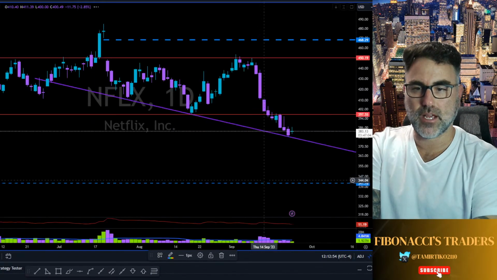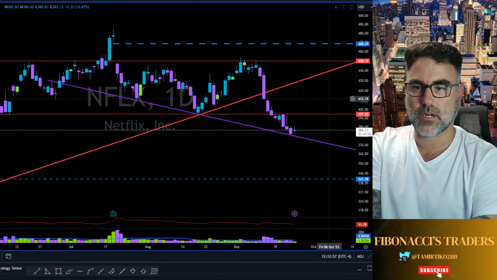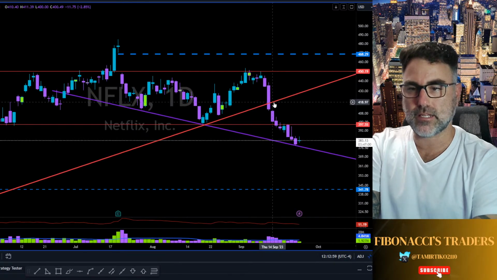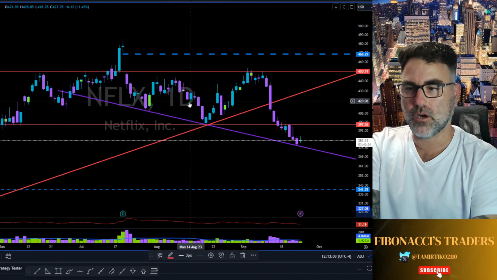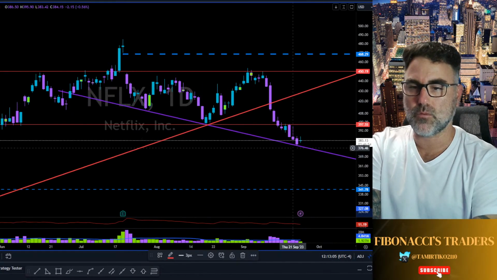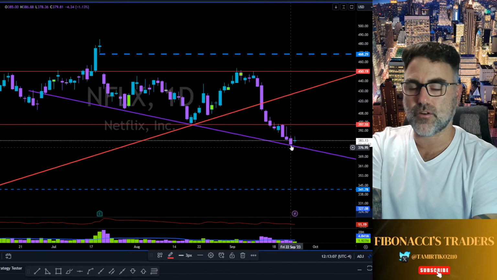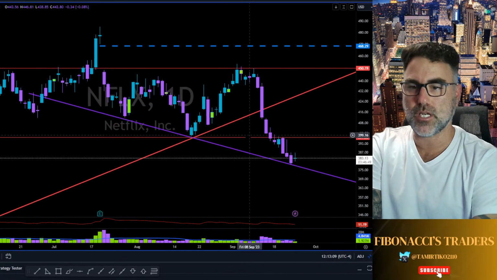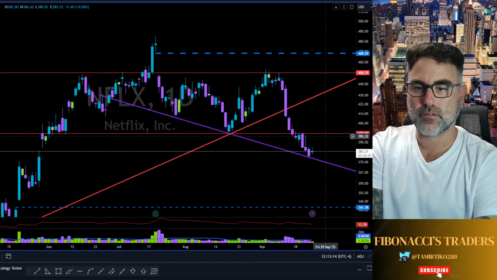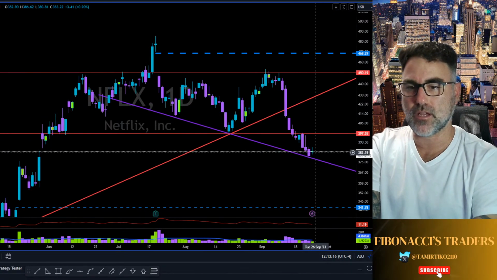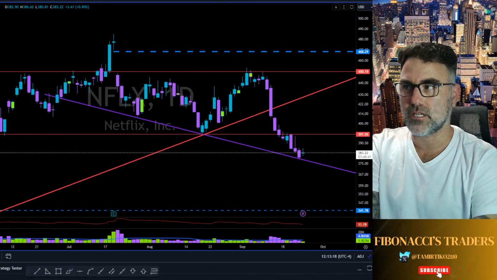What else do we have? Netflix. Also not surprising, we said that once Netflix breaks below this red trend line, it will go towards this purple trend line, and here we are. Bounced off Friday, now today with the doji. Let's see how this day evolves. For now, nothing much on Netflix, doji, very tight price action.